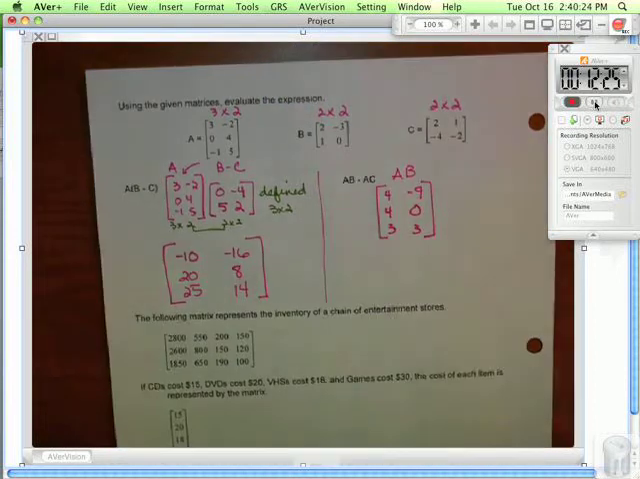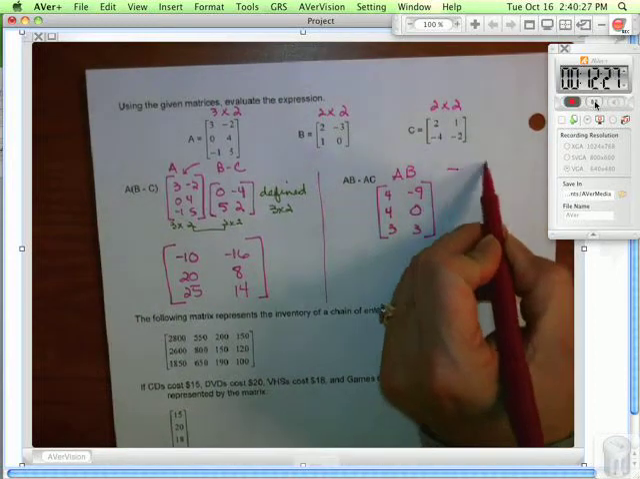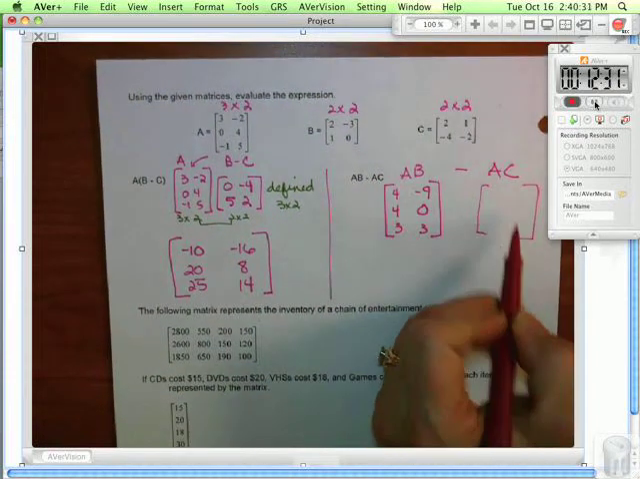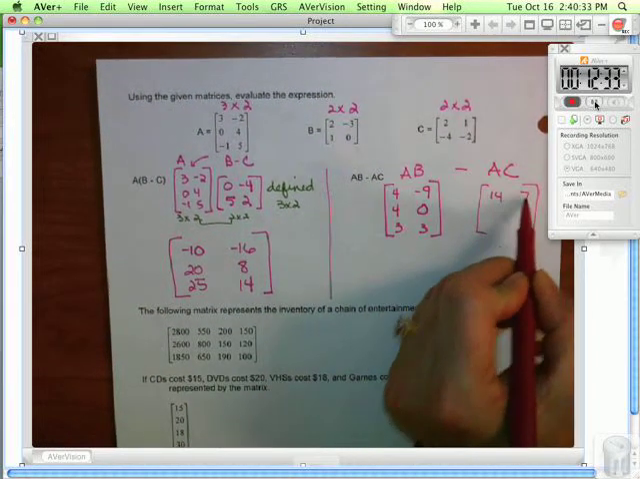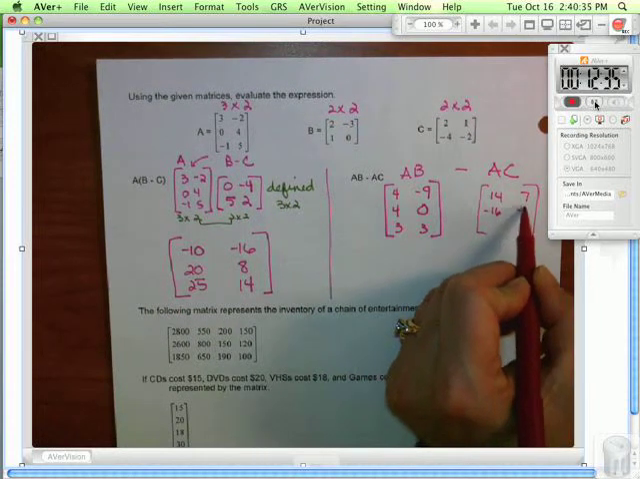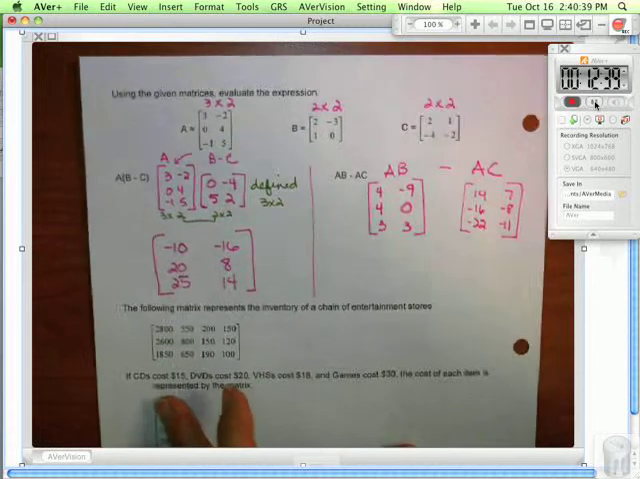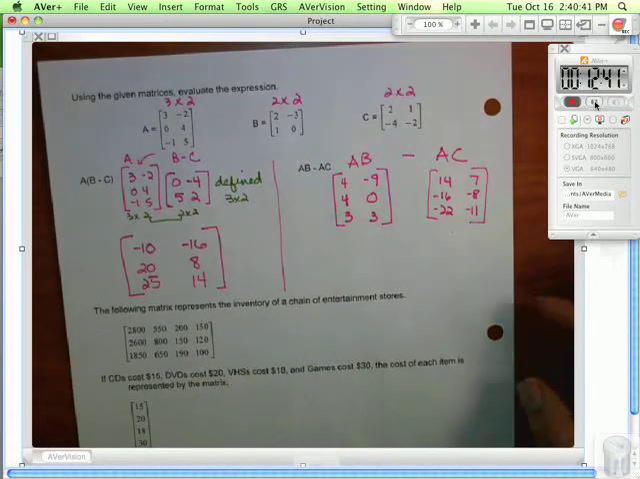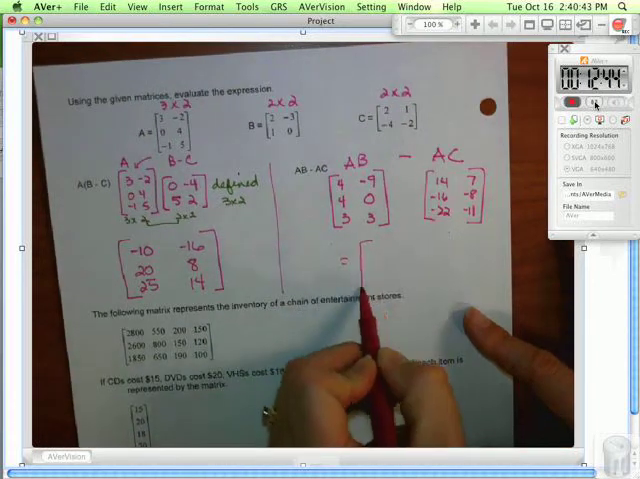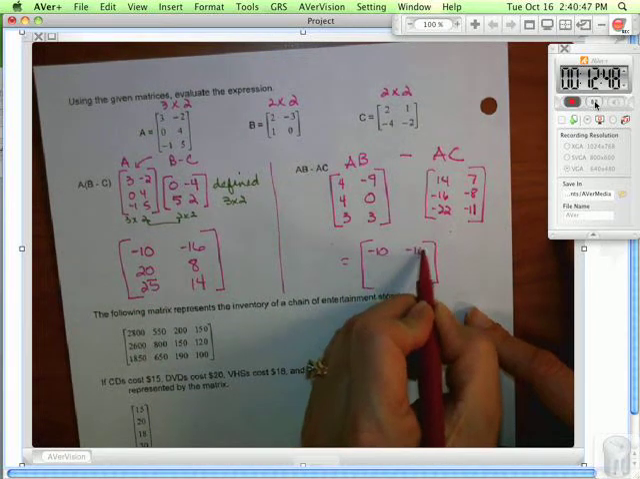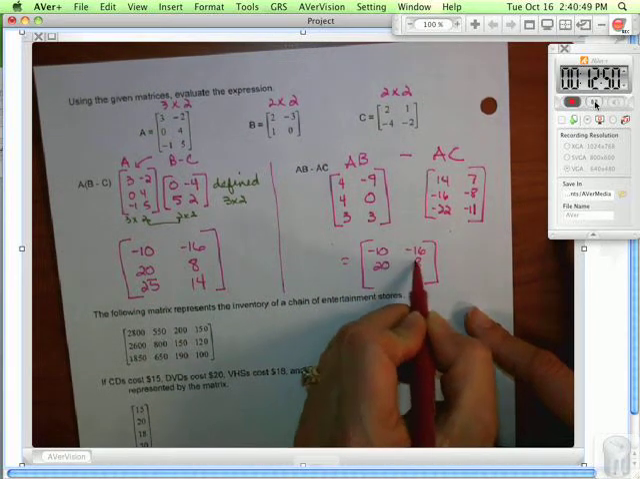Now for the sake of time, I'm just going to tell you what AC is. 14, 7, -16, -8, -22, -11. And then when you subtract them, you get this: -10, -16, 20, 8, 25, and 14.